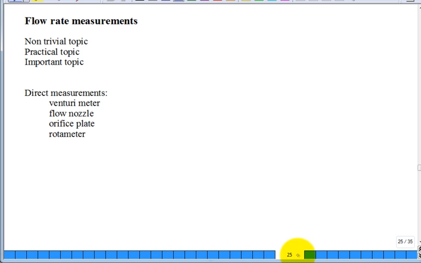Flow rate measurements. This is a non-trivial topic. You need to be able to measure the flows. You may think, come on, this should be easily done. No, boy, you wouldn't believe the problems out there in practice associated with flow rate. It's very practical and it's very important.